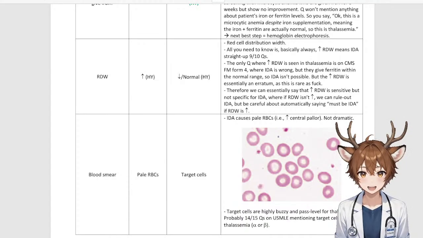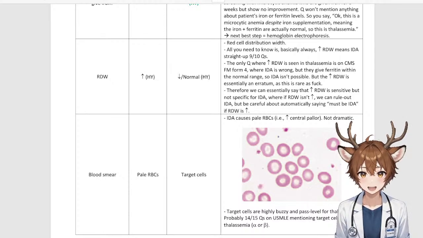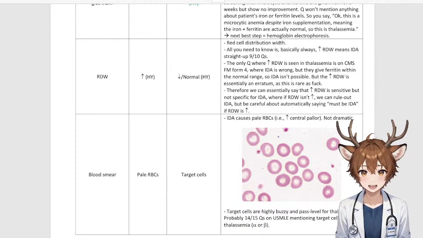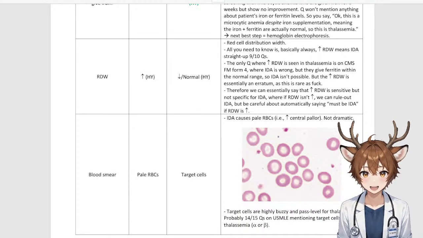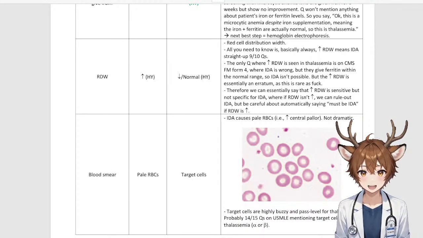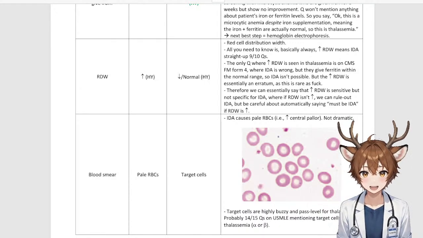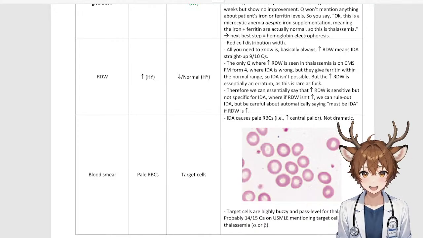So let's talk about it. What about red cell distribution width? It says all you need to know is basically always elevated RDW means iron deficiency anemia, straight up, 9 out of 10 questions. So if you see that, start thinking about iron deficiency anemia because it's probably what that is. The only question where an elevated RDW is seen in thalassemia is on CMS-FM form 4, where the IDA is wrong, but they give ferritin within normal range, so IDA is not possible.